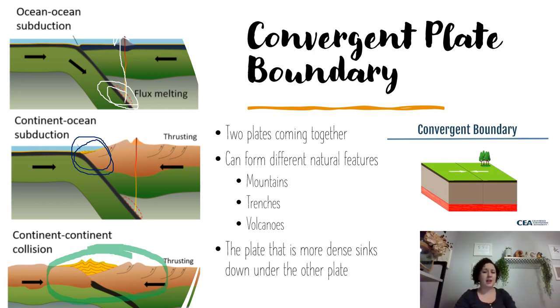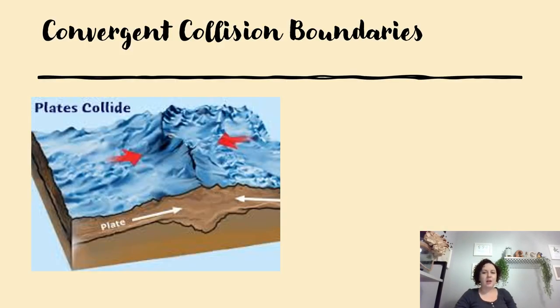You also get volcanic mountain ranges like the Andes in Chile, where, again, path of least resistance, and sometimes it's through mountains. So those are convergent boundaries. Again, two plates colliding, typically forming some sort of mountain range or trench or volcano.